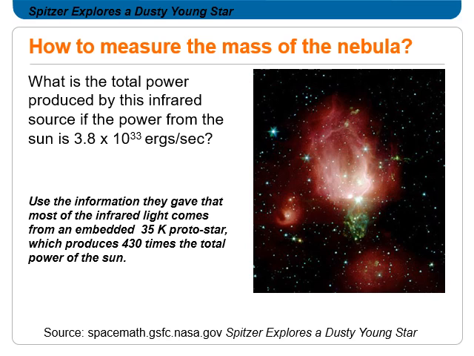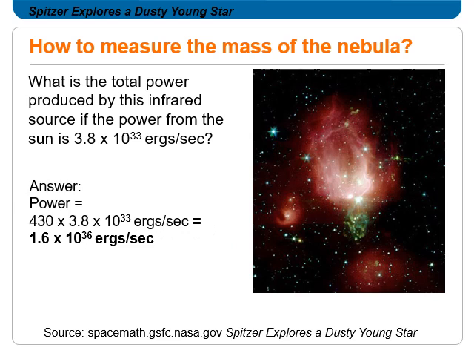Use the information they gave that most of the infrared light comes from the embedded 35 Kelvin protostar, which produces 430 times the total power of the sun. In other words, the luminosity of this protostar is 430 solar luminosities. So we're just solving for 430 solar luminosities in units of ergs per second. We get 1.6 times 10 to the 36 ergs per second.